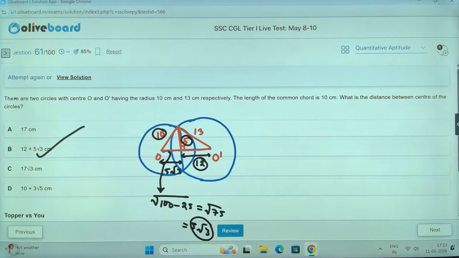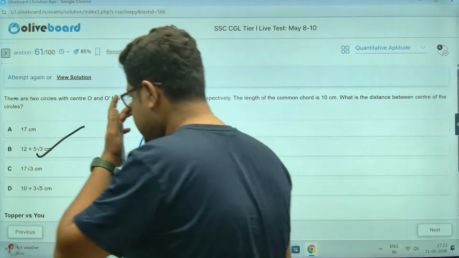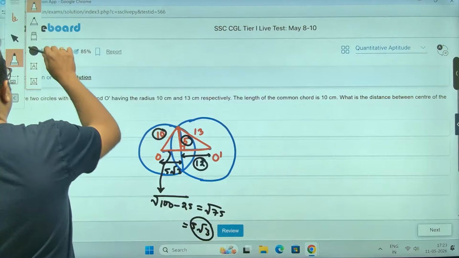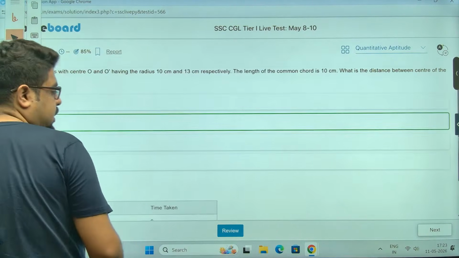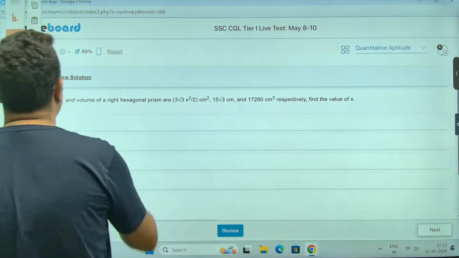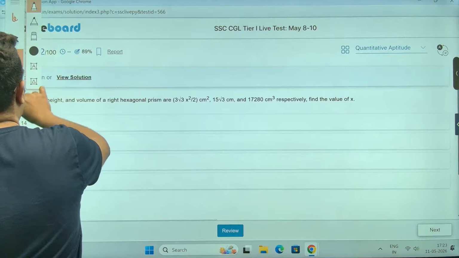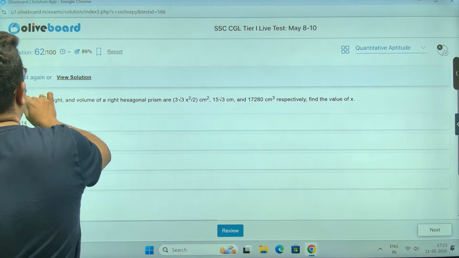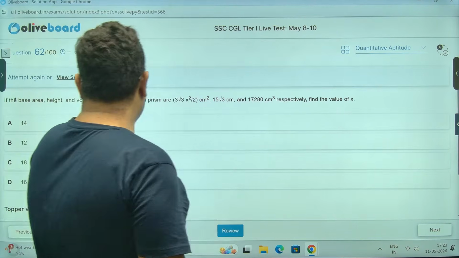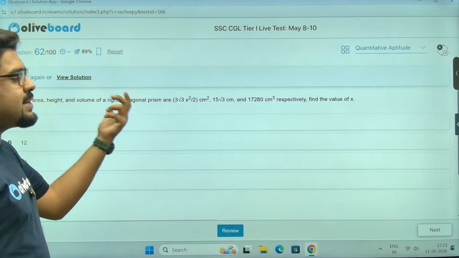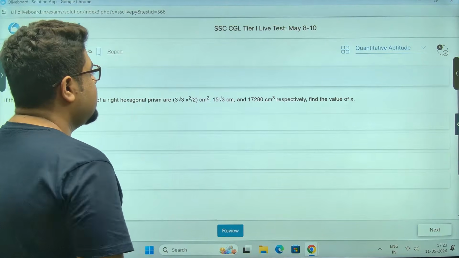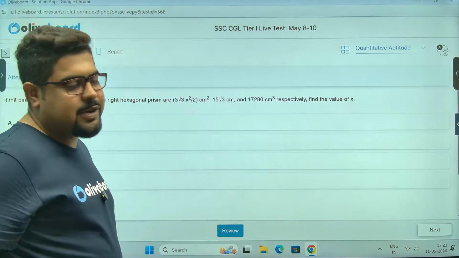Clear, everyone? Clear, sir? So again, next question. Question number 62. Base area, height, volume of a hexagonal prism. Given, you just need to put that into equation and figure out.